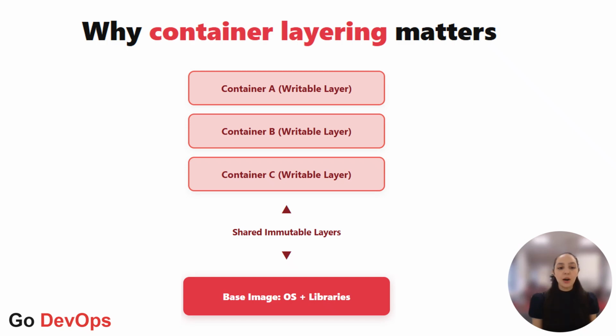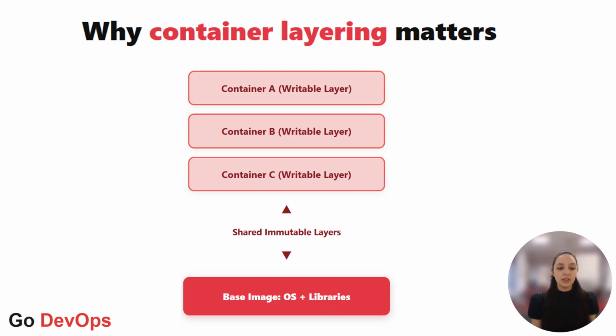Now that we've seen how containers isolate changes and preserve immutability through copy-on-write, let's look at why this layered architecture actually matters in real-world DevOps. It's not just about how containers actually work, it's really about what this design enables. It enables efficiency, speed, and scalability.